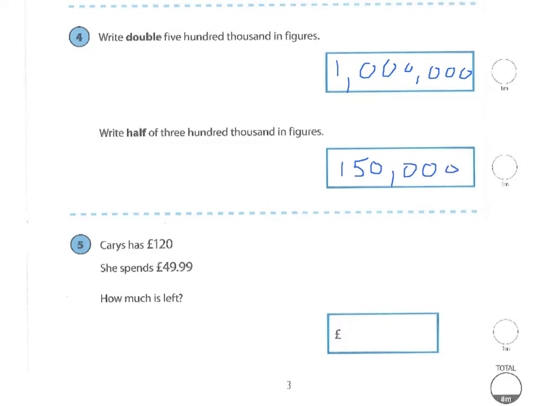Question 5. Caris has £120 and she spends £49.99. How much does she have left? Well, if I start with £49.99 and I add on the extra penny, that takes me up to £50. And to go from 50 to 120 is an extra £70, so that means she has £70 1 pence remaining.